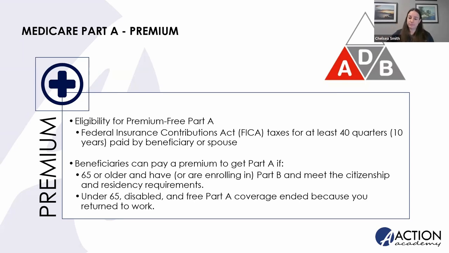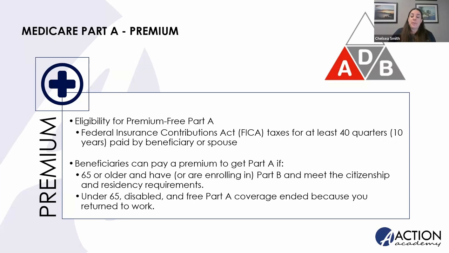Cool. But if you aren't eligible for premium-free Part A for whatever reason, you may be able to buy Part A if you're 65 or older and you have enrolled in or are going to enroll in Part B and meet the citizenship and residency requirements. I believe it's 5 years of residency in the country. In most cases, if you choose to buy Part A, you must also have Part B and pay the monthly premiums for both. You can't have one or the other.